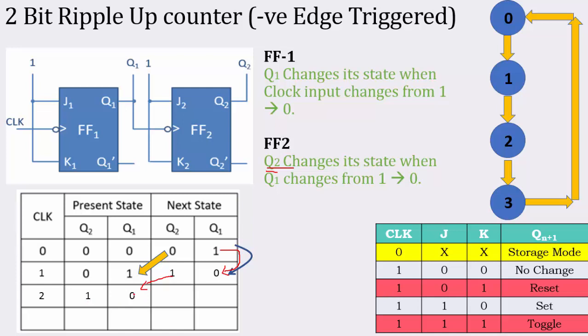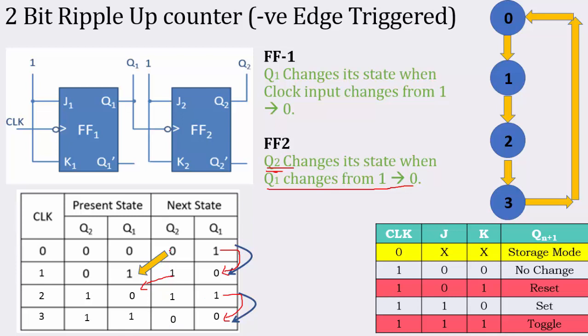Now Q1 will change its state because it is connected to 1, so Q1 changes from 0 to 1. Q2 will not change, because to change Q2 I require Q1 to change from 1 to 0. So this state will remain as it is. Now this will be the present state at the third clock pulse, and Q1 will change from 1 to 0. Now what happens to Q2? Q2 will also change, because when Q1 changes state from 1 to 0, at that time Q2 changes.